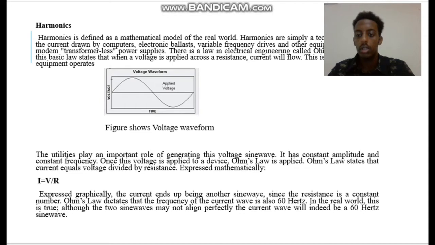It has constant amplitude and constant frequency. Once the voltage is applied to a phase, Ohm's law is applied. Ohm's law states that current equals voltage divided by resistance. So expressed graphically, the current ends up being another sine wave. Since the resistance is a constant number, Ohm's law dictates that the frequency of the current wave is also 60 Hz. In the real world, this is true, although the two sine waves may not align perfectly. The current will indeed be a 60 Hz sine wave.